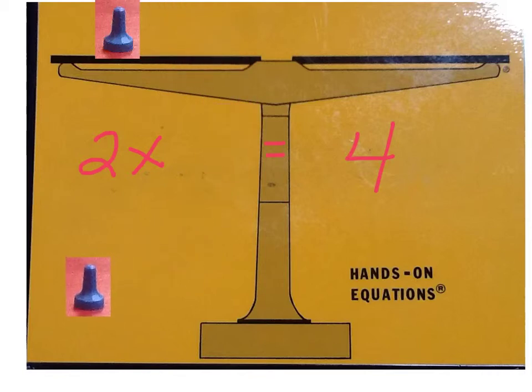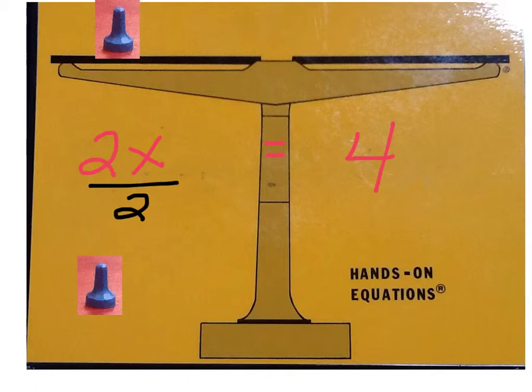So I'm going to separate them and say I have one group of x at the top and one group of x at the bottom. So essentially I've divided it into two groups. So again, I've divided by 2. But I need to do that to the other side.